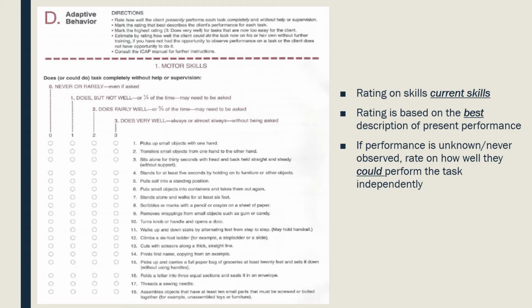This is the page where you will identify if they are from 0 to 3 on their motor skills. When we're rating these skills, we always rate on current skills, and we want to rate on the best description of their present performance. Please note again that this information is not based on historical behavior. This is going to be what they currently are doing and what is currently observed. If the performance is unknown or it has not been observed, rate on how well they could perform the task independently.